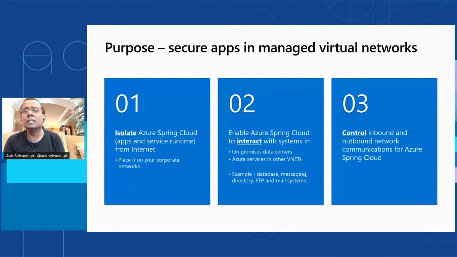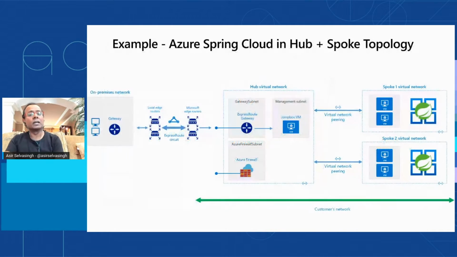And the third reason is you want to control inbound and outbound network communications for your apps as well as the service runtime in your Azure Spring Cloud. This way, you are fully in control. So you can isolate, you can enable connectivity to systems on-prem, and you can control ingress and egress for Azure Spring Cloud. Let's take some typical layouts, right?